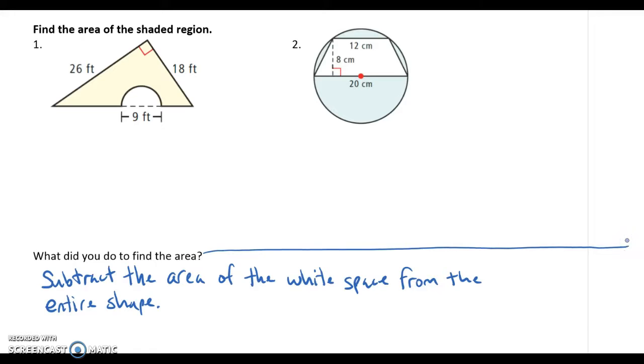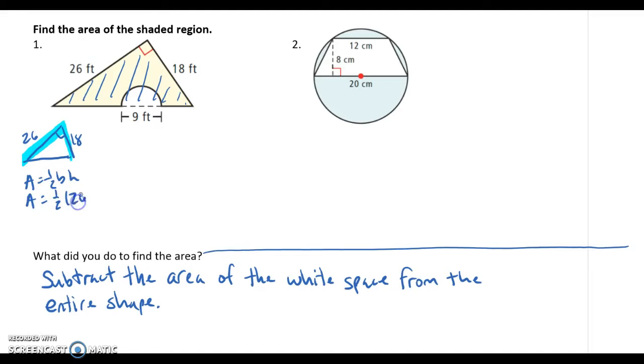All right, so why don't we do number one together? So first off, you want to think, well, what is that whole shape? If I ignored this circle and thought, well, if everything was filled in, what would that be? Well, that would be a triangle. So again, if it helps, you can always draw your shape separately. And here I've got 26 and 18. I don't really care about that hypotenuse because once again, the base and the height need to be perpendicular. So, area, 1/2 base times height, plugging in 26 and 18, we should get an area of 234.